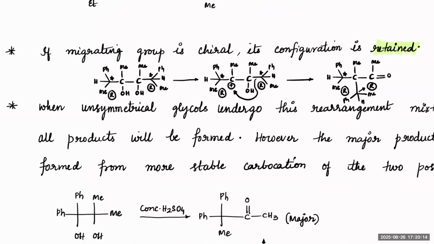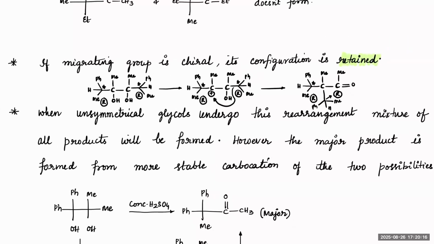Second thing, let's say this is R configured, and while migrating to the adjacent position, this group's R will remain R only. That does not change. Clear, beta? So the configuration will always be retained.